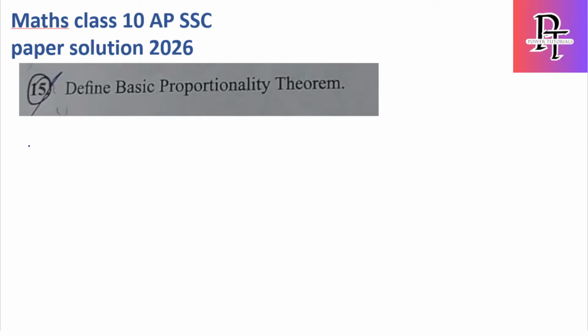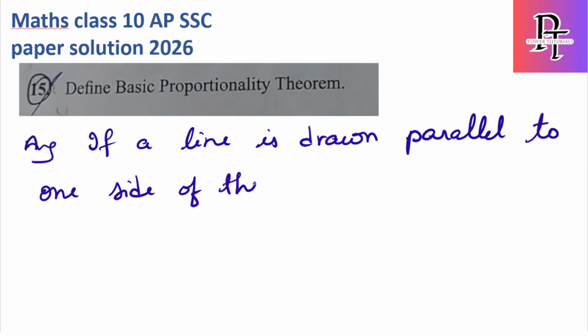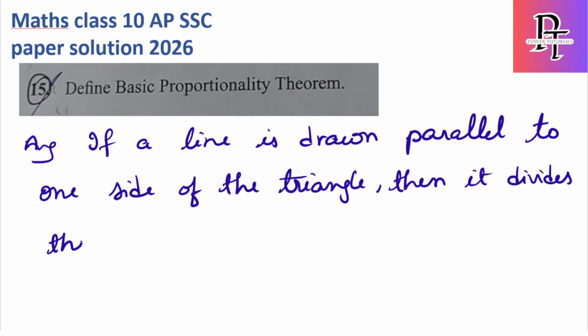Define BPT, which is the basic proportionality theorem. The statement says: if a line is drawn parallel to one side of a triangle, then it divides the other two sides in equal ratios.